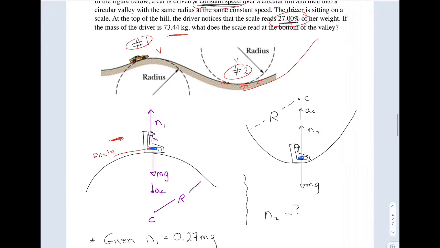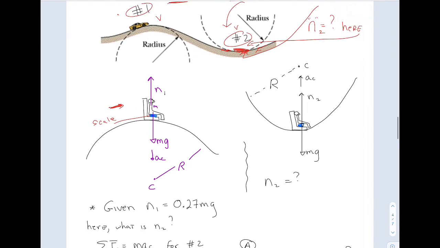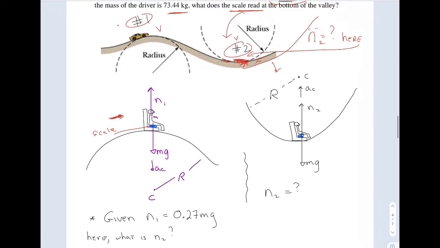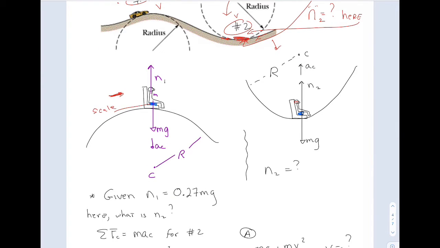So I'm trying to find what the scale reads here. Essentially they're asking, what is the normal force? N equals what? If I call this one number 1 and number 2, I want to know the normal force when they're here at the bottom. I drew the picture: here's them at the bottom of the dip. That's the person of mass M, sitting on the scale, the blue scale.